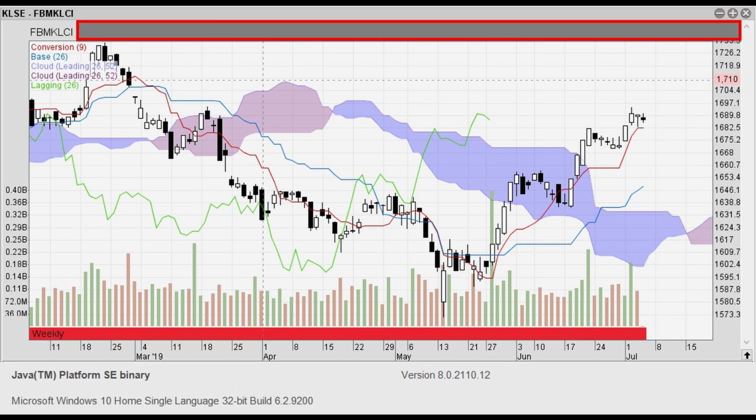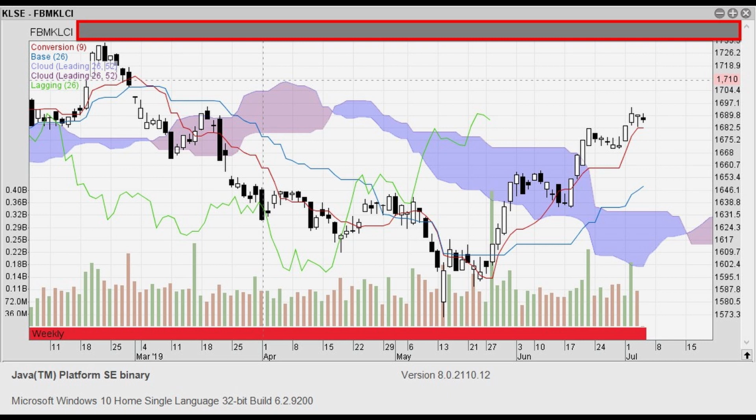And the last indication that we get from the Ichimoku is the Chikou Sen. What is the Chikou Sen? The Chikou Sen is actually the price action that is delayed 26 days. So it's today's price action plotted 26 days ago, and it is shown as the green line in this chart.